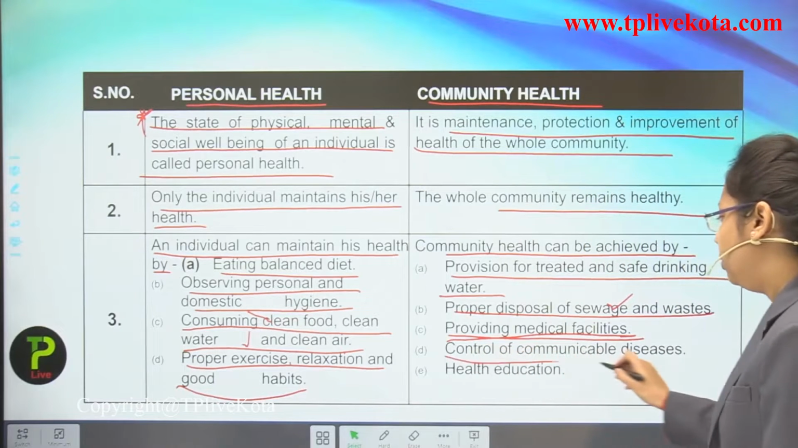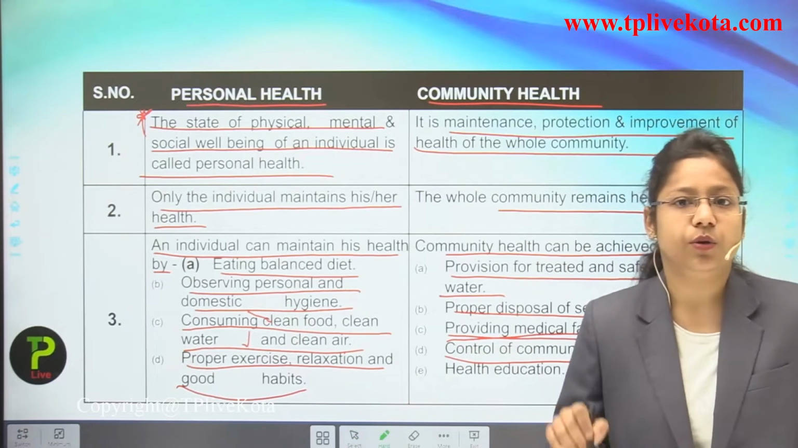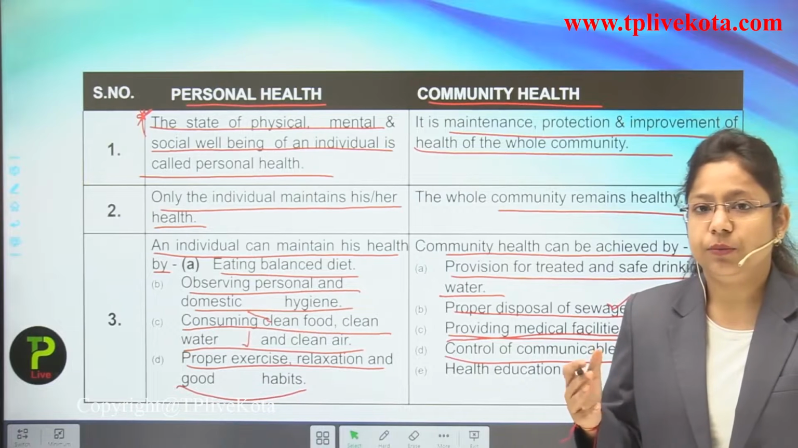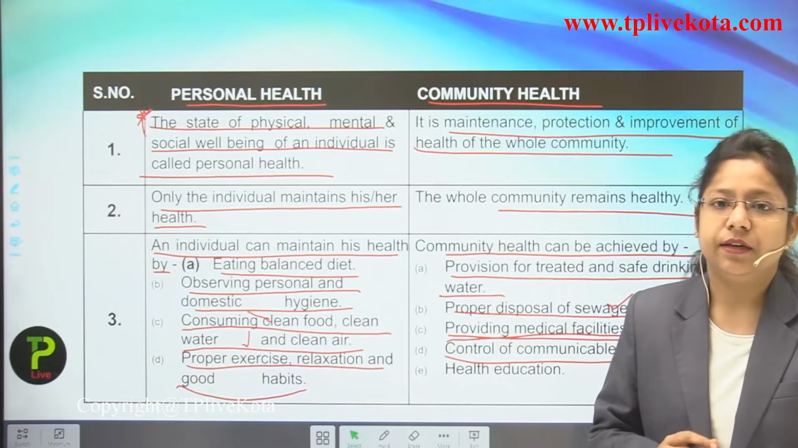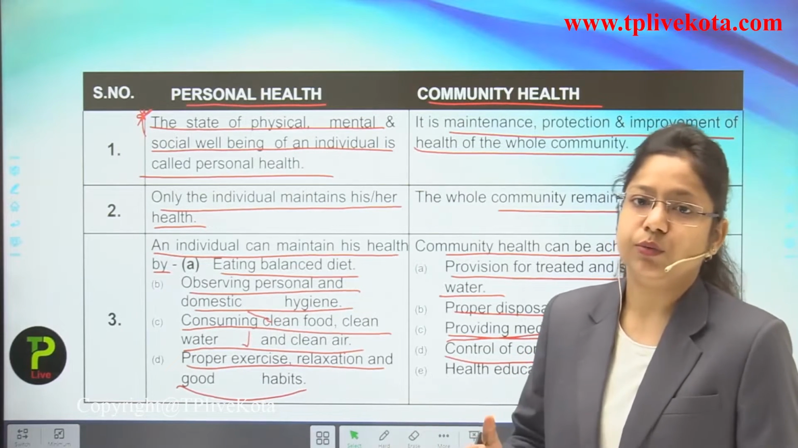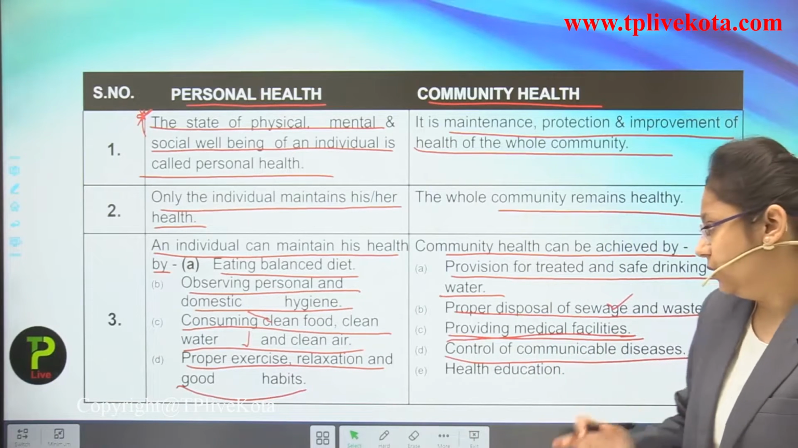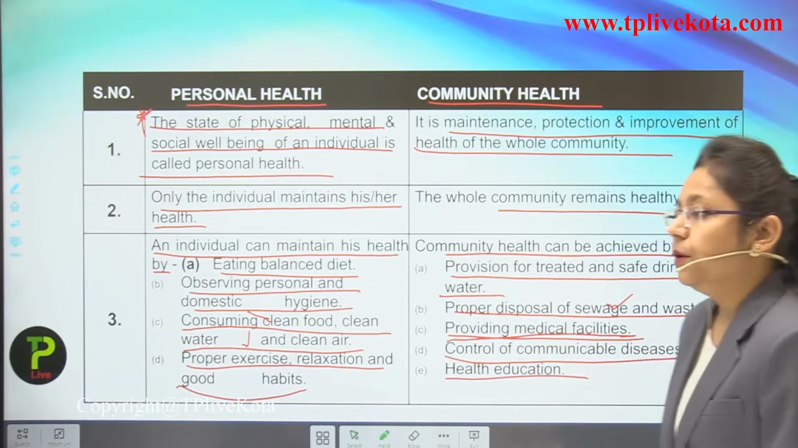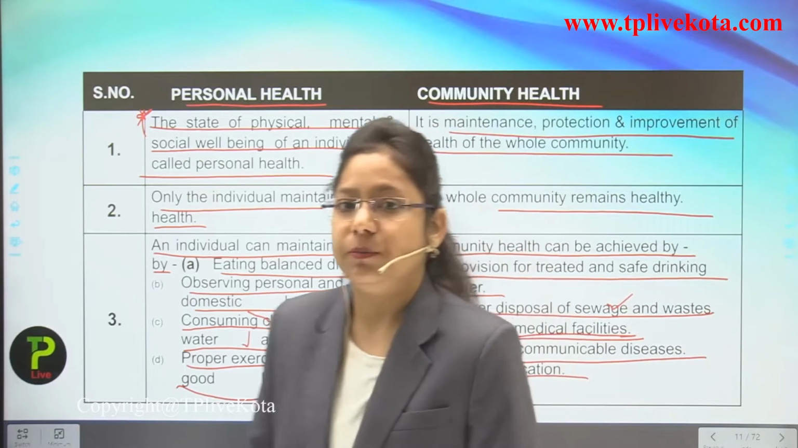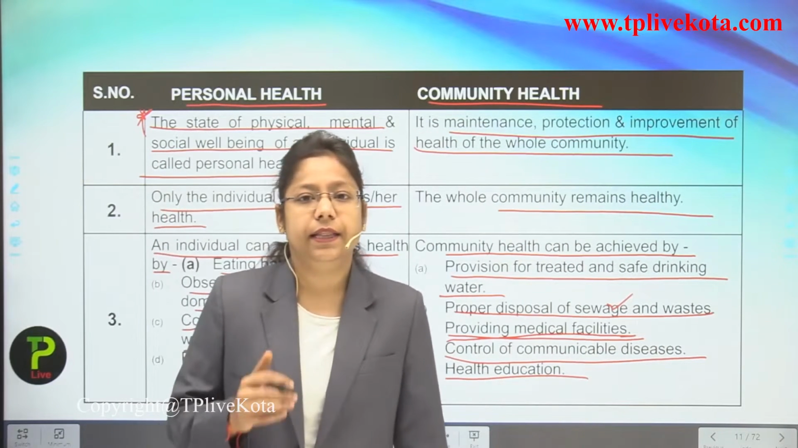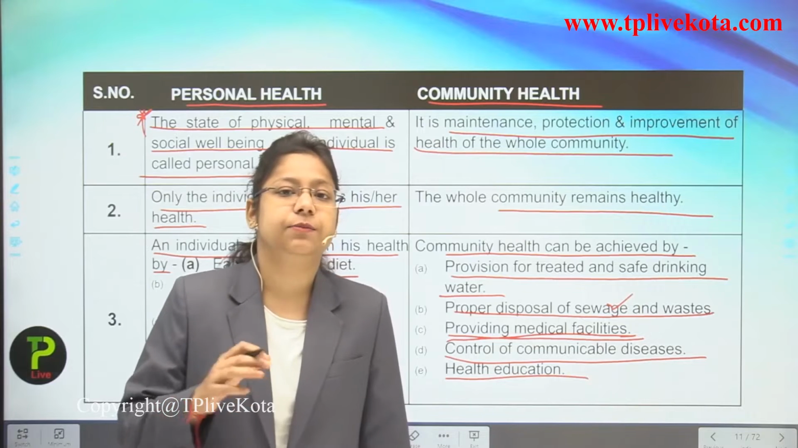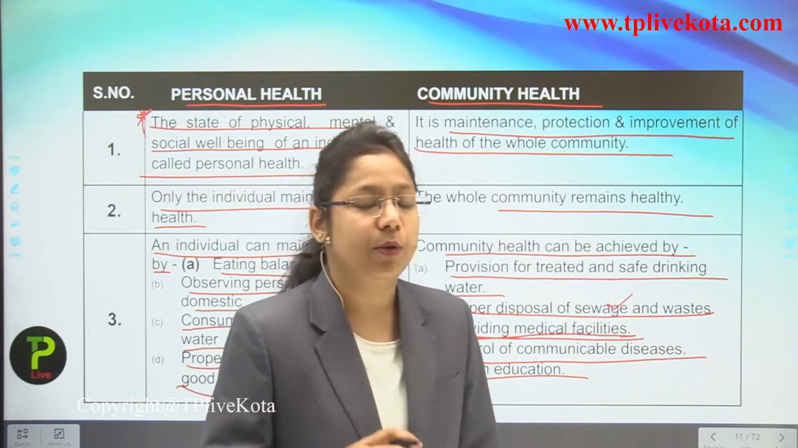Now next, control of communicable disease. Actually, communicable disease should be controlled by not shaking hands and not coming too close to each and every person in the society. Maintaining proper hygiene. Next, health education. Health educational programs should be there. A health education program should be organized by the society to make people aware about their health.